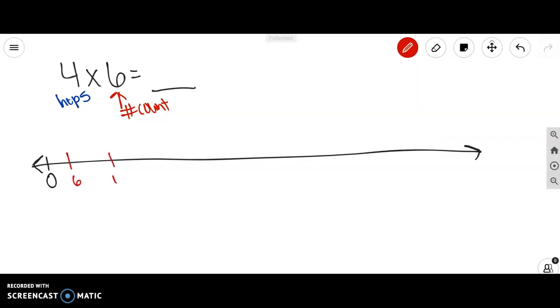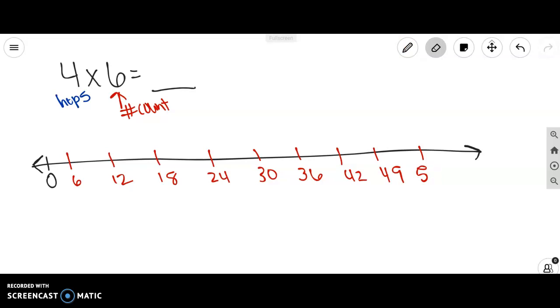6, 12, 18, 24, 30, 36, 42, 48, 54. Okay, and we can stop there. Alrighty. Oh, sorry, this is going to be 48 and then 54. I thought that looked a little weird.